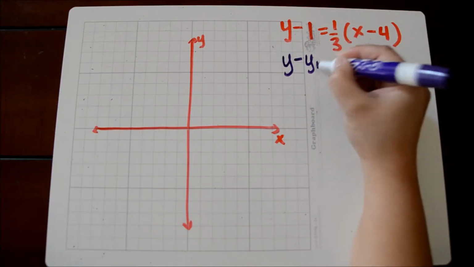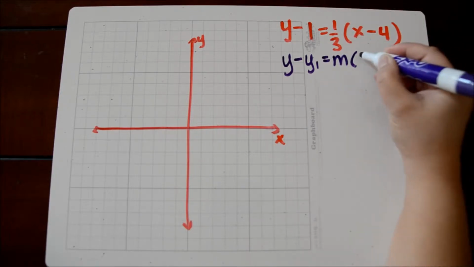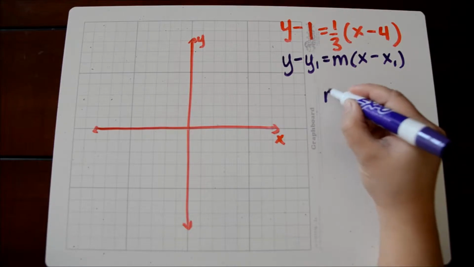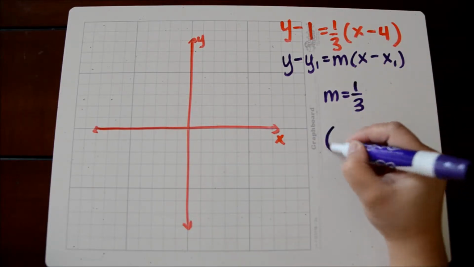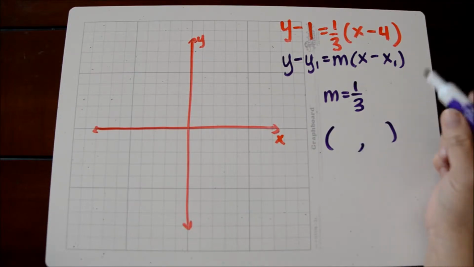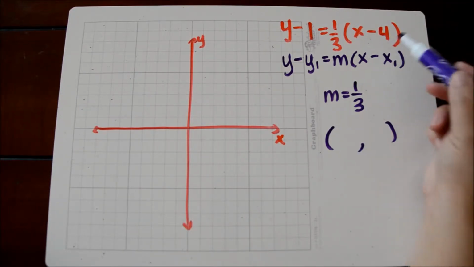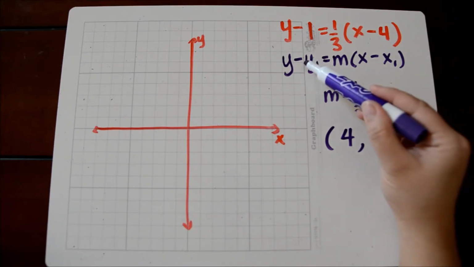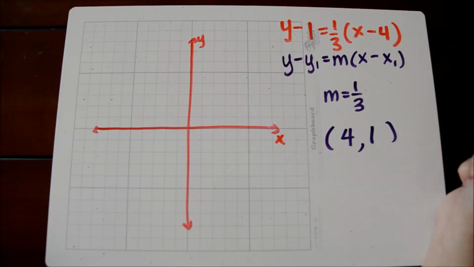So we have y minus y1 equals m times x minus x1. The two pieces of information we want are the slope, which in this case is 1/3, and we also want a point. And so here with my x1, we know that it's going to be 4 since it's already negative in the form. And here with y1, that's going to be a positive 1. Again, that minus sign is already there in the form.